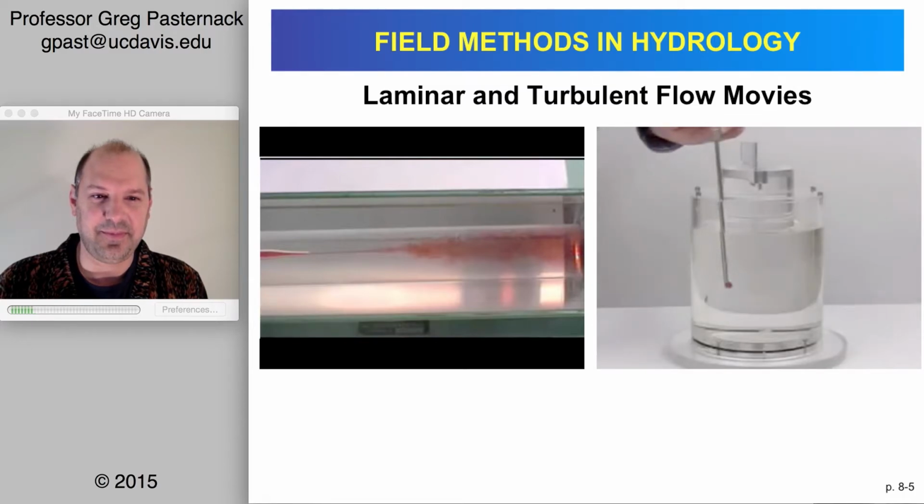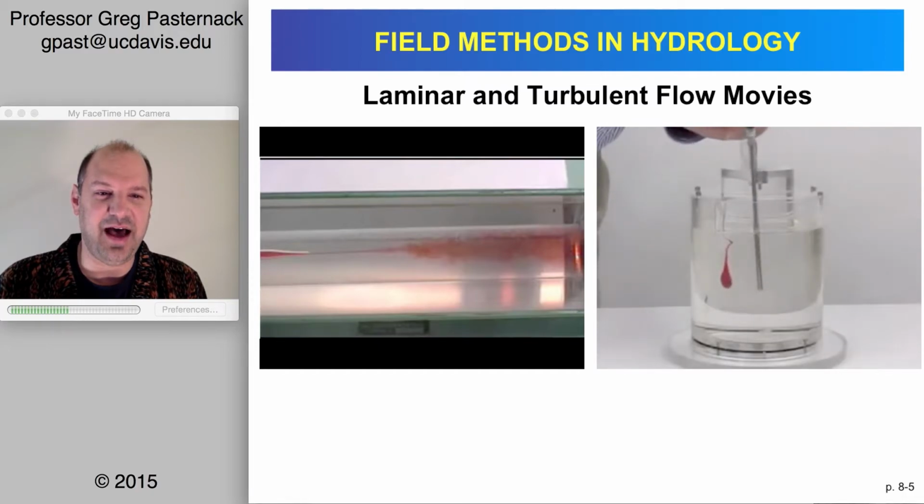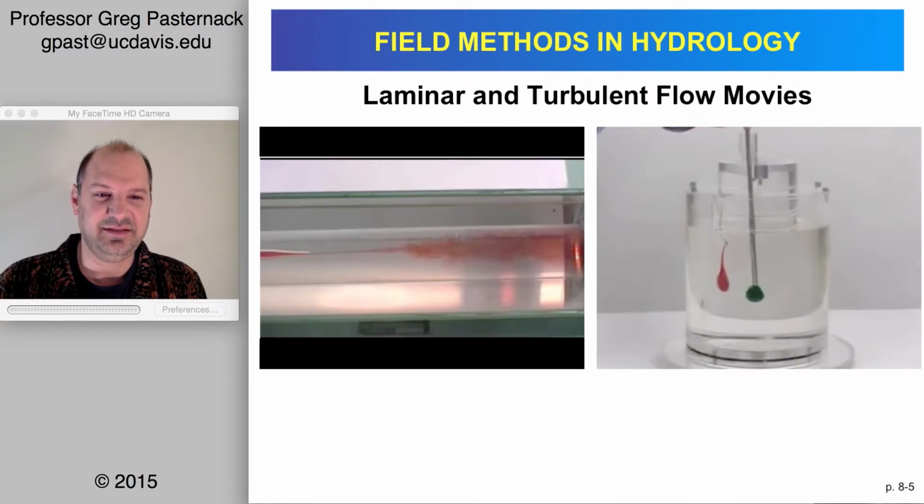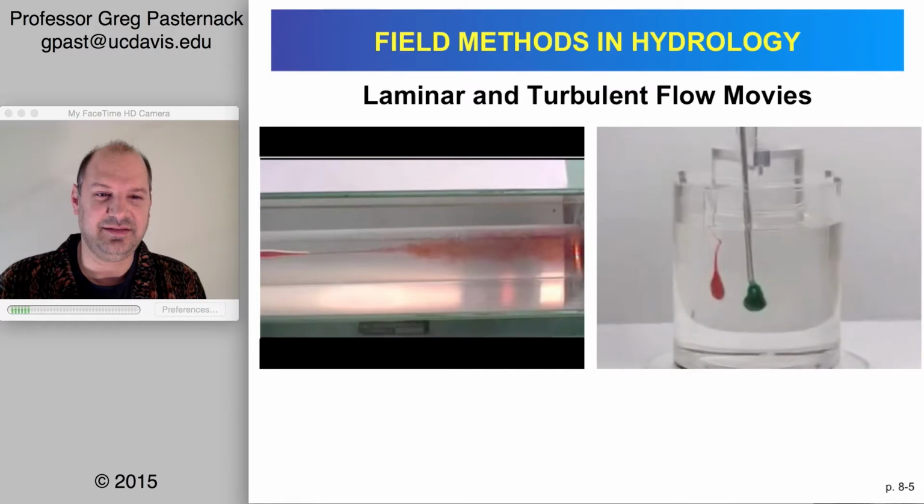Corn syrup dyed red. Okay, so we just injected some red corn syrup into some clear corn syrup. Now we're going to put in corn syrup dyed green. Okay, so now we're injecting a second blob, and this is going to be a green blob. Now we're putting in blue corn syrup. Okay, here comes the blob of blue.